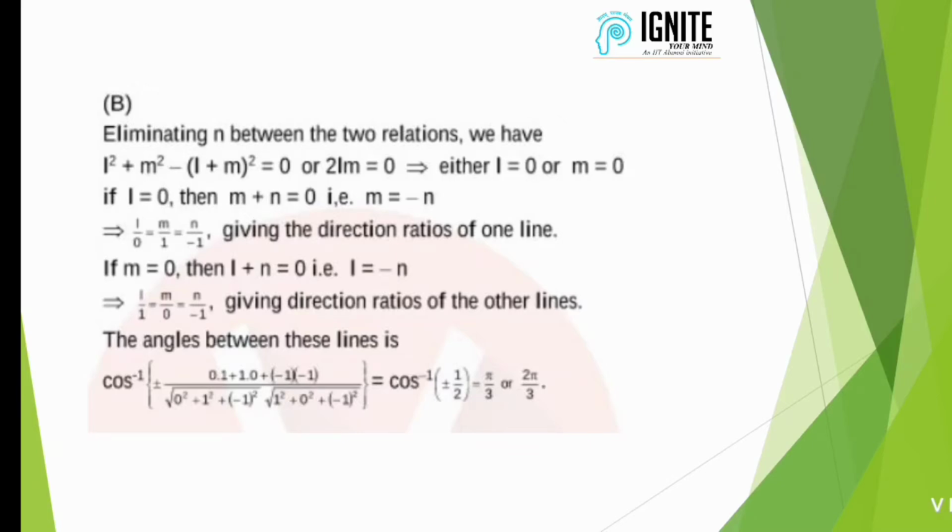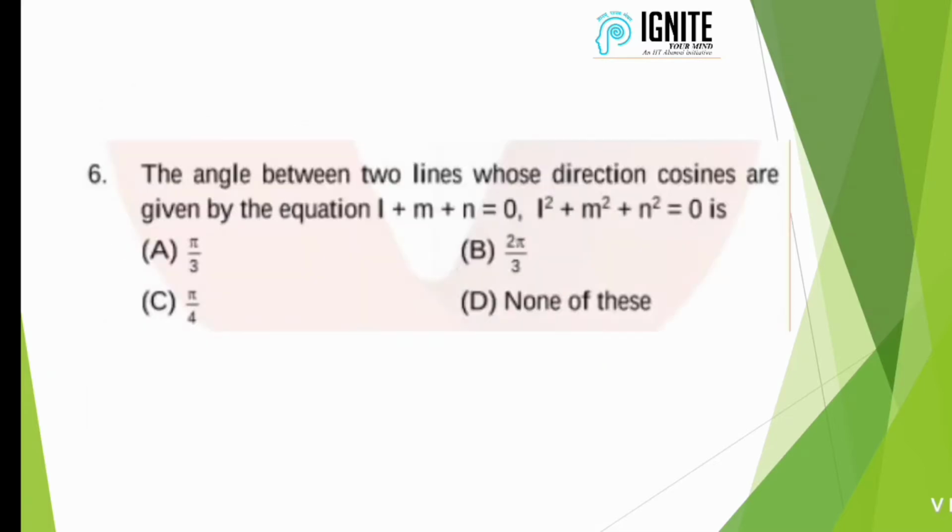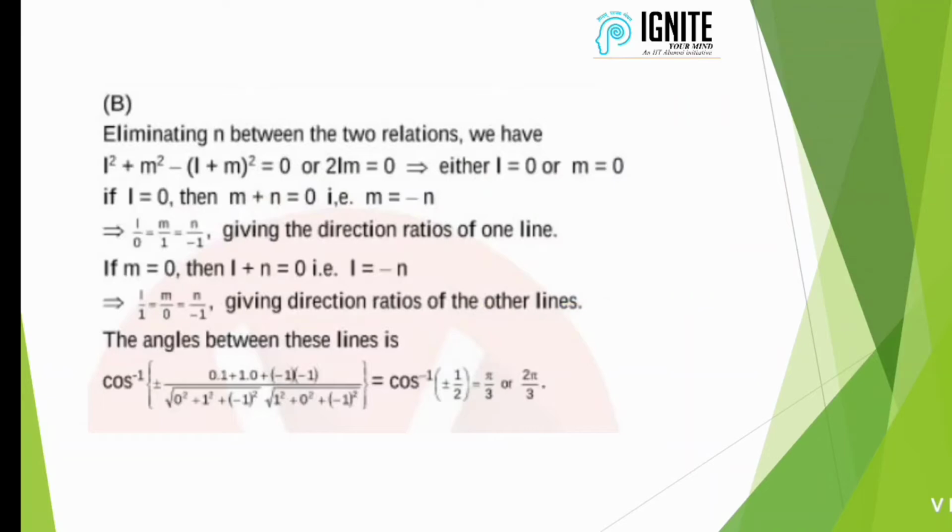Thus you will obtain cos inverse of plus or minus 1 by 2. So theta has to be pi by 3 or 2 pi by 3. See the options. You have an option called 2 pi by 3, so you can select that one. That's the answer.